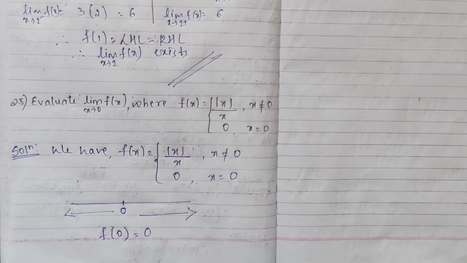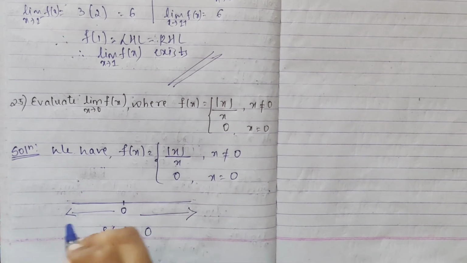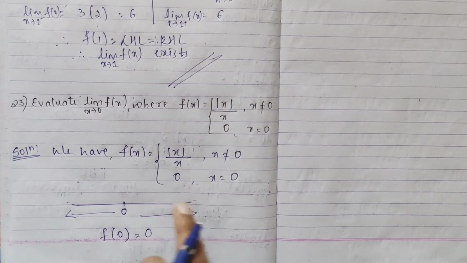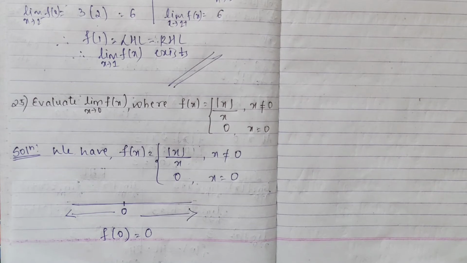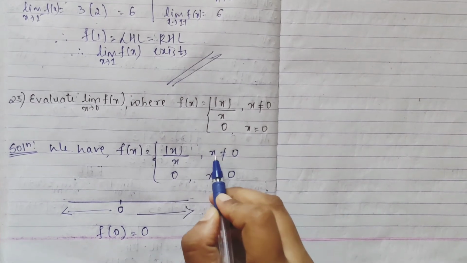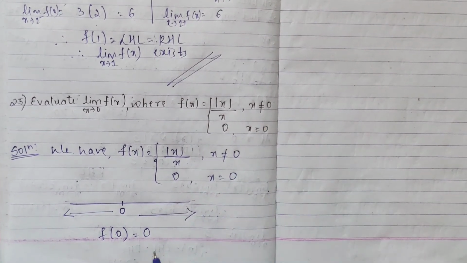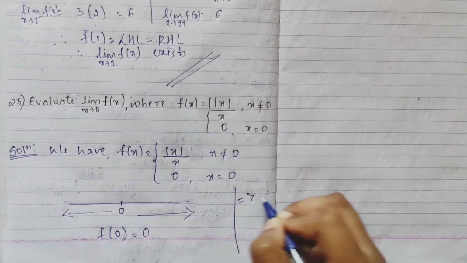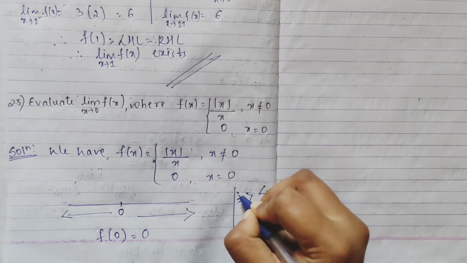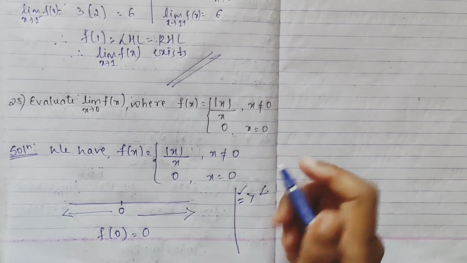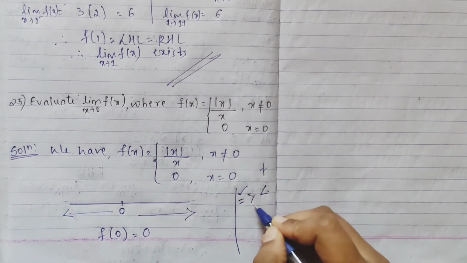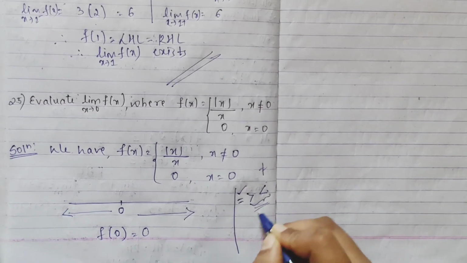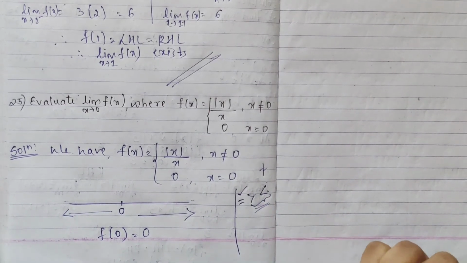Now what is left? Your right hand side and your left hand side. Now for the right hand side and left hand side, what will be your functions? Here you see it is telling when x is not equal to 0. You have equality signs, equal to, greater than, less than. At x is equal to 0 they have already given, and they are telling at x is not equal to 0, which means nothing but your greater than and less than.